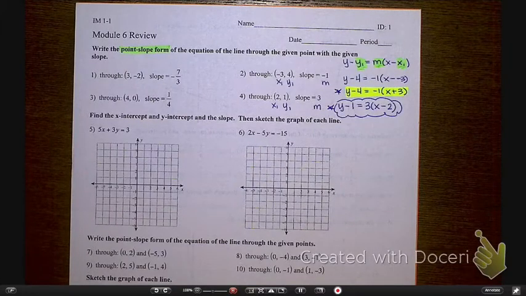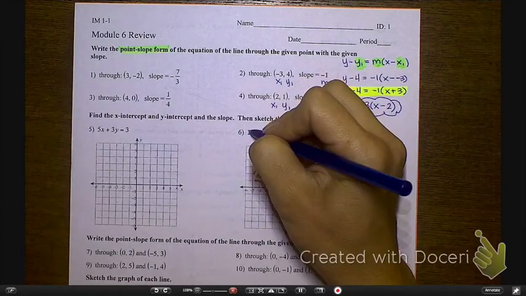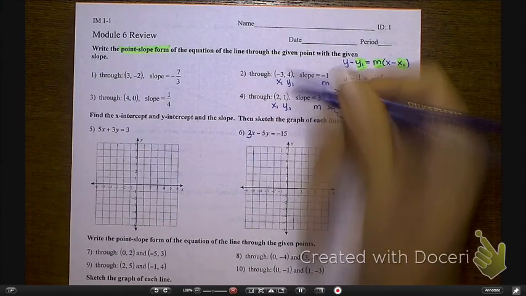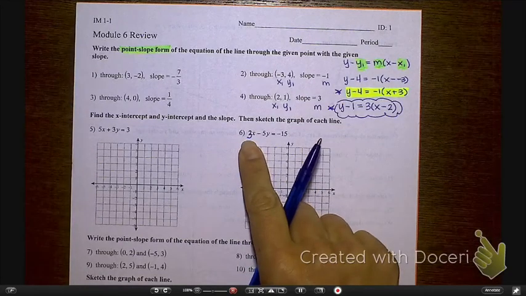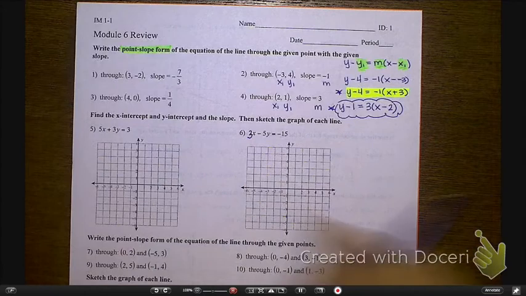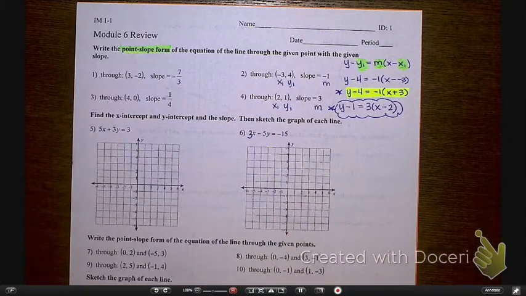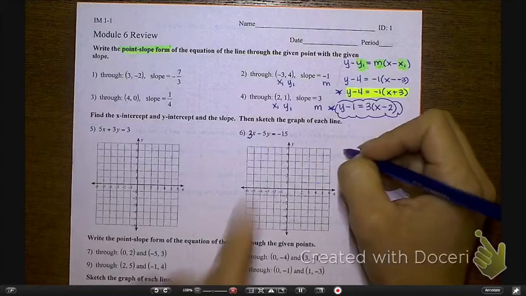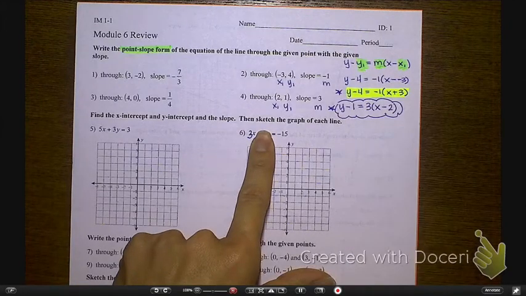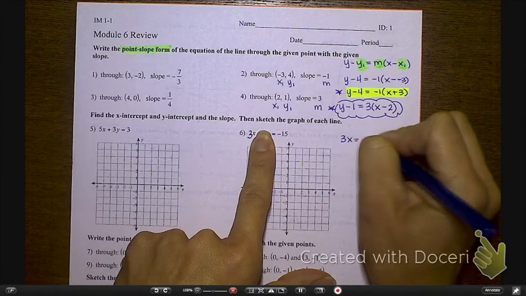Okay, all right, let's take a look at number 6. Okay, there was a typo on this one. I asked you guys to please change that to 3. So if you did not change that, make sure you change it. Okay, we want to find the x and y intercept and the slope, and then we want to sketch the graph. So we're going to go ahead to find our x-intercept. We're going to let y be 0.